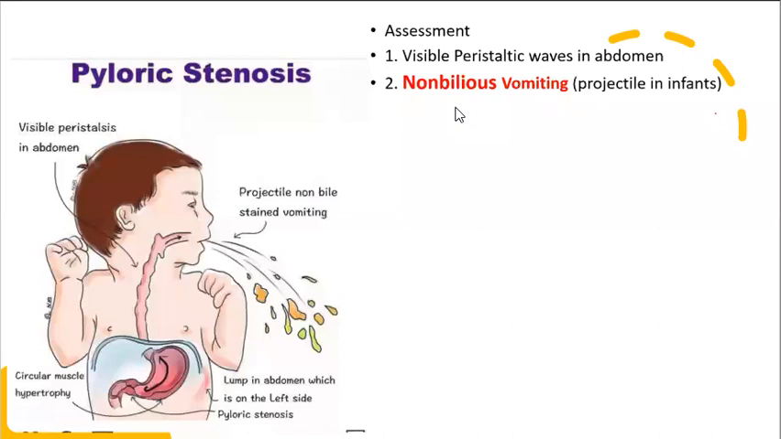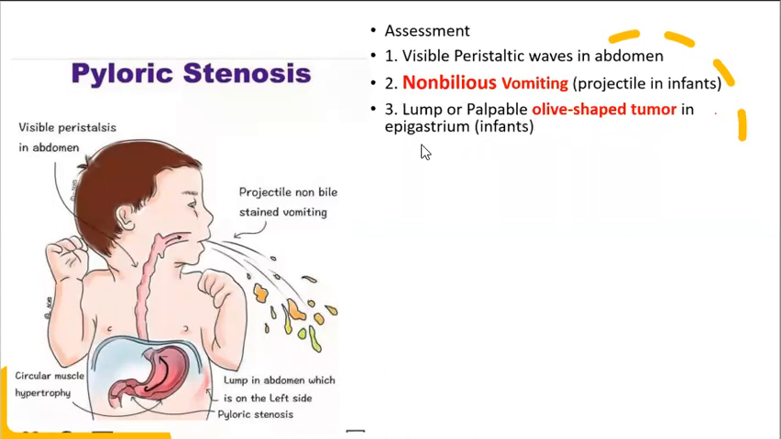It's usually projectile, coming up with force, especially in infants. Again, we said you will see a lump or a palpable olive-shaped tumor. We talked about this earlier. You're going to see a lump or palpable olive-shaped tumor in the epigastrium, especially with infants. Again, they would also have this epigastric fullness.